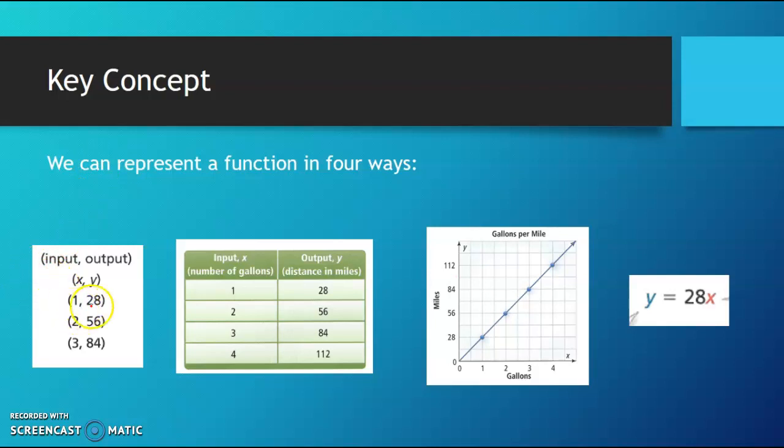So if you notice here, I have 128, 256, 384, 128, 256, 384. This one added a whole other point. And then here we have 128, 256, 384, and 112. And then here's the equation of that in the form y equals mx. Our y-intercept is 0, so we don't have to write the plus 0, but for our y value, we're basically just taking our x value times 28, right? Because we're going up 28 each time. So all four of these are representing the same function.